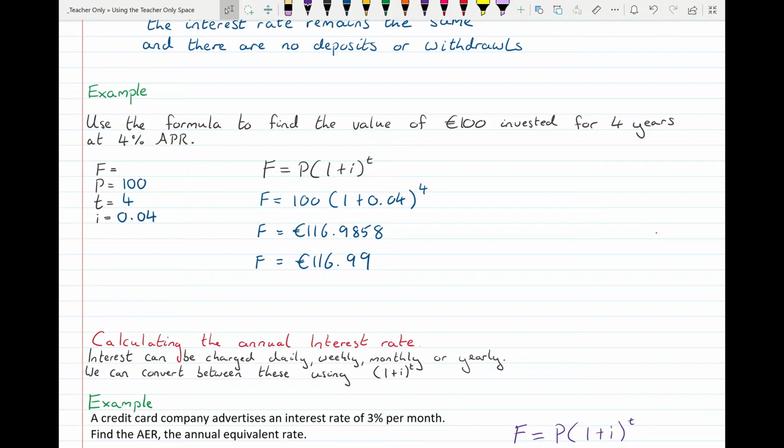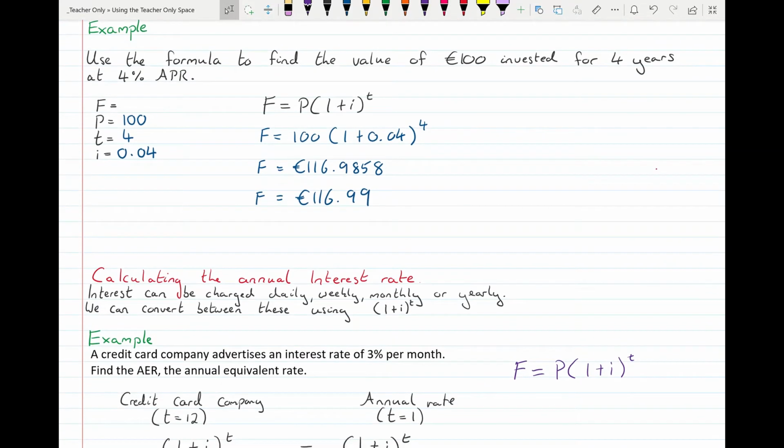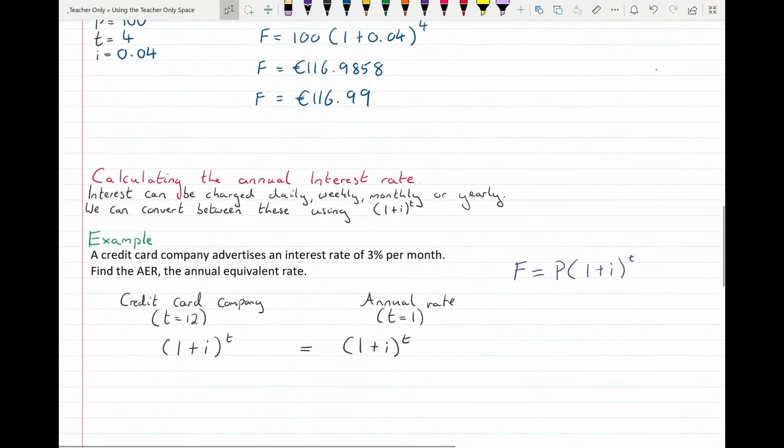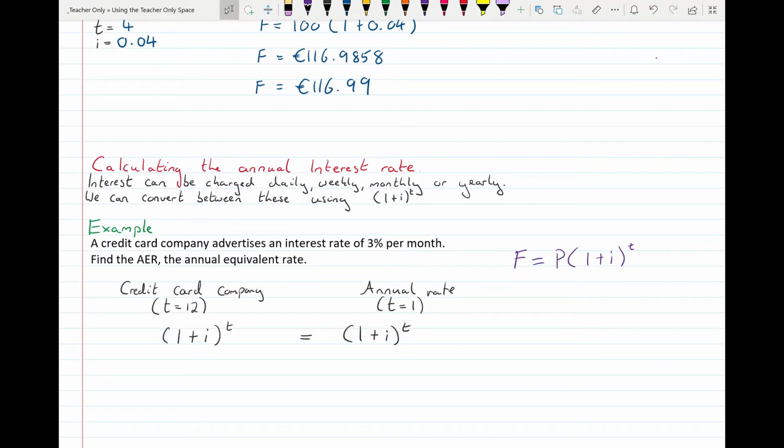That's a straightforward example. That's the typical type of question you'll get. And then a later part of a question might be to calculate the interest rate. So this is a little bit more involved. Interest can be charged daily, weekly, monthly, or yearly, and we can convert between them using 1 plus I to the power of t. So if we look at our formula for compound interest, the final amount equals the principal times this, which is like the interest getting added on. So if we just look at that part there, that's like the interest part.